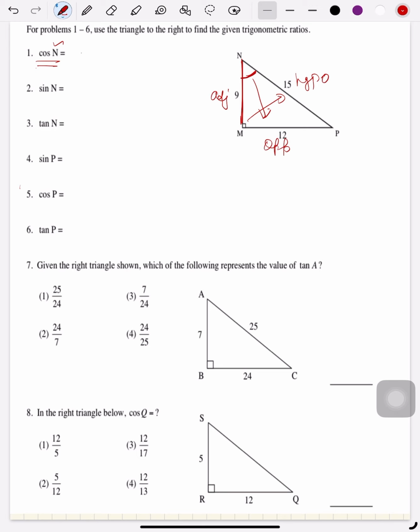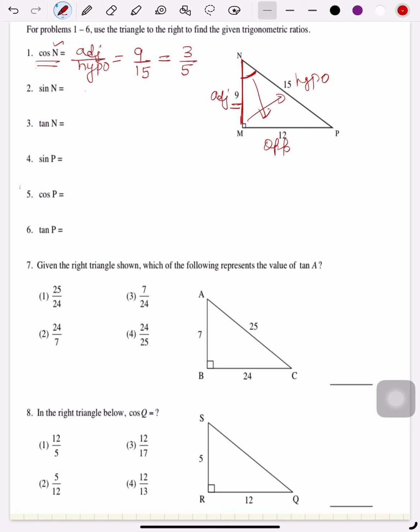The formula for cos is what? Adjacent over hypotenuse. Correct? So adjacent in this one is 9, so I write 9, hypotenuse is 15, so I write 15. Just simplify, which gives us 3 over 5 as the answer.